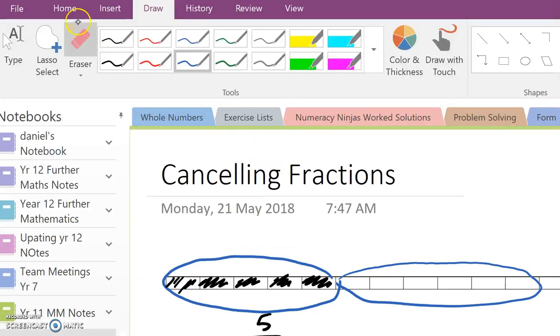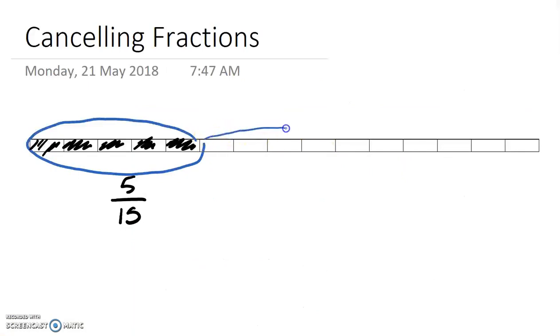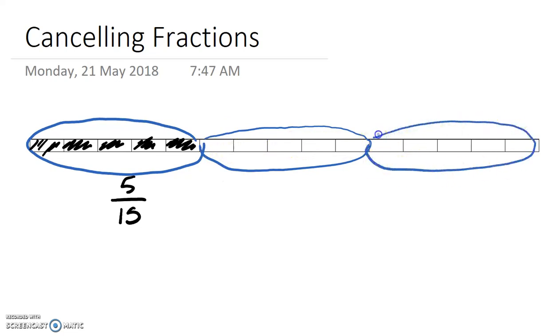6, sorry. Trying to do it right. 1, 2, 3, 4, 5. Yep. And there's another group of 5. So, do you guys agree I could write that as one group of 5 out of 3 groups of 5?